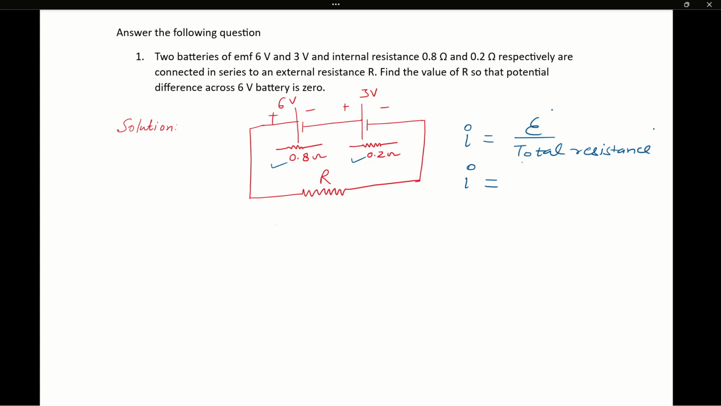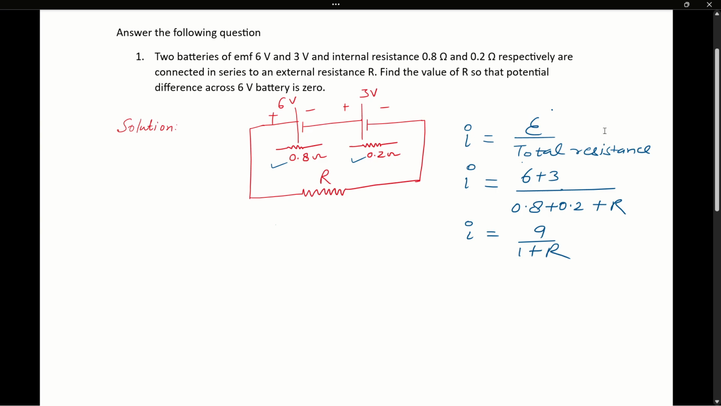So I is equal to total EMF, 6 plus 3, divided by 0.8 plus 0.2 plus R. Now current is equal to 9 upon 1 plus R. This is the expression for current for this circuit.